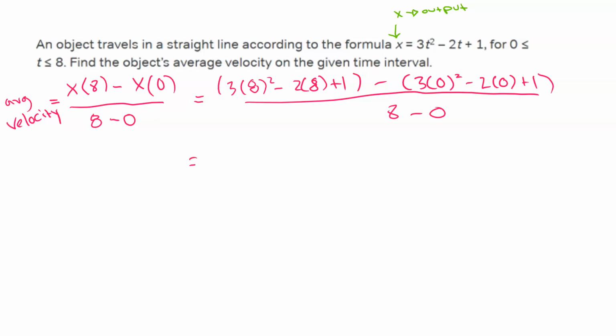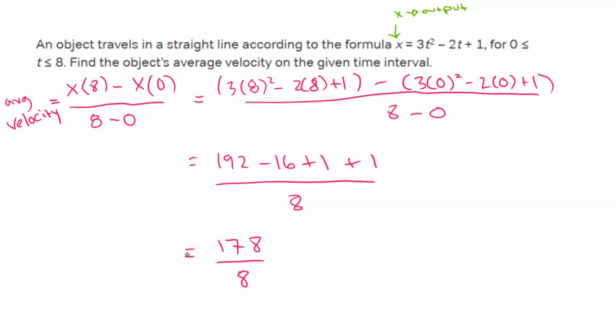So 8 squared is 64 times 3 is 192 minus 16 plus 1, and then we've got 0, 0, and plus 1, divided by 8, which gives us 178 over 8. 2 goes into both, so that becomes 89 over 4.